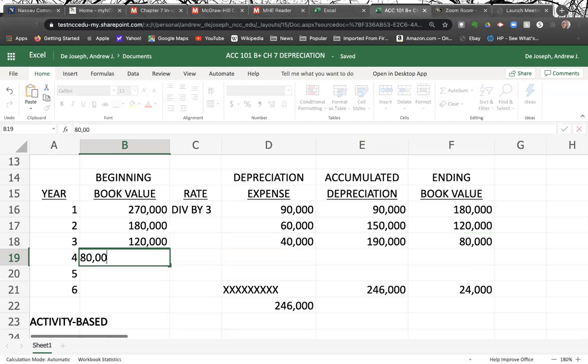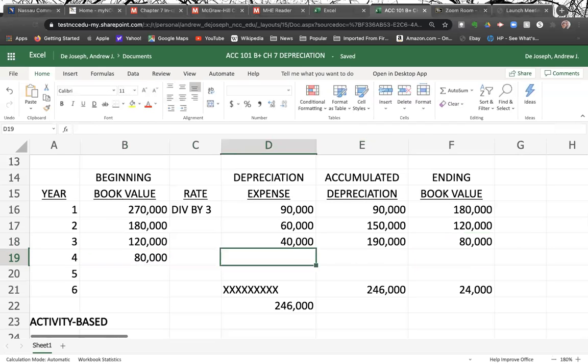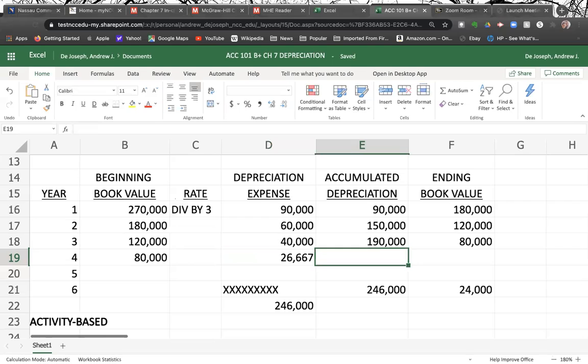80 divided by 3. Now we're going to get a weird number. 26,667. I hate when that happens. All right, now if I add the 4 years together, what does that come out to? Comes out to 216,667.